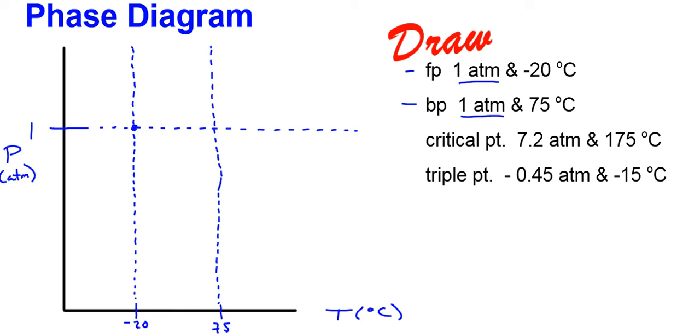So here's one of my points. There's the first point. Here's my second one, right? This is my freezing point. This is my boiling point. Okay, they just line up.